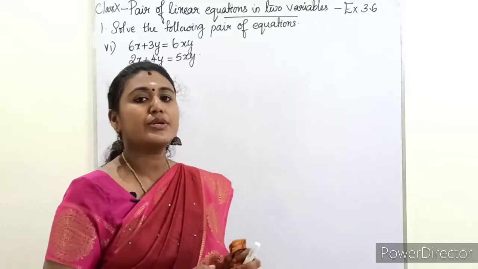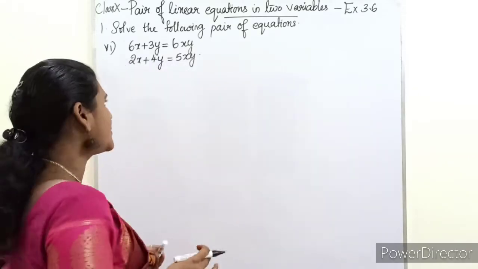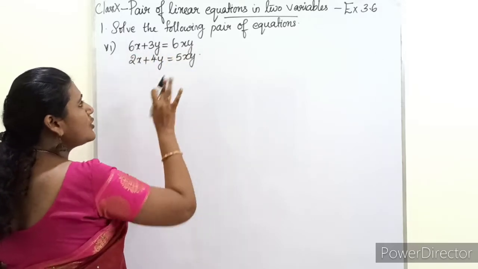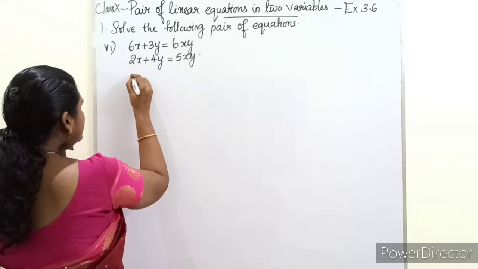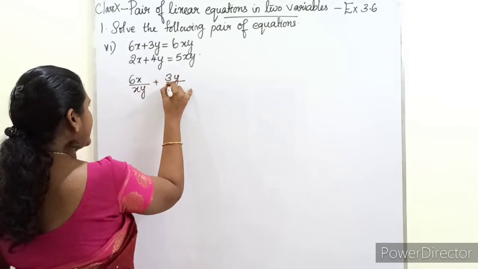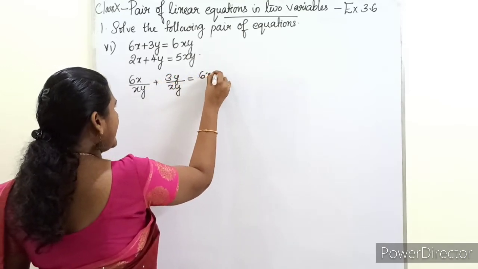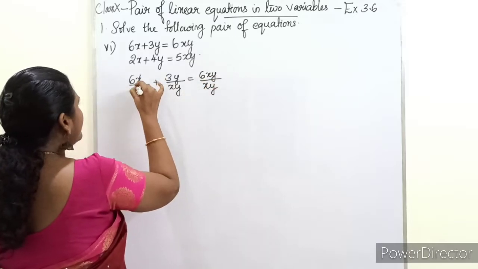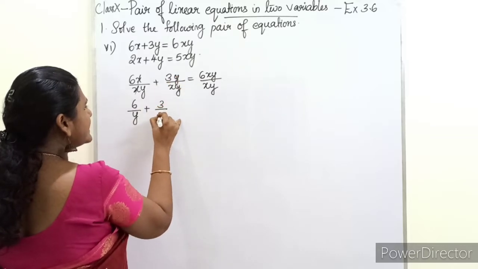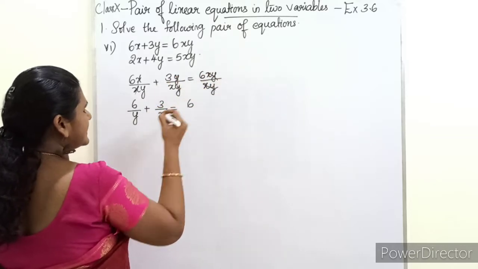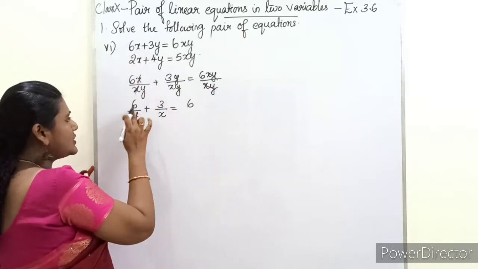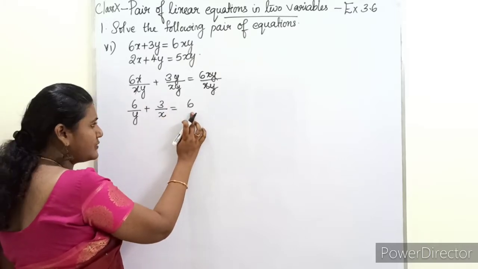So first we have to remove the xy term. How to remove the xy term? You have to divide the first equation and the second equation throughout by xy. So first, 6x by xy plus 3y by xy equal to 6xy by xy. Here if you cancel this, you will get 6 by y plus, here y will get cancelled, that is 3 by x is equal to 6. So now the given equation changed into 6 by y plus 3 by x is equal to 6.